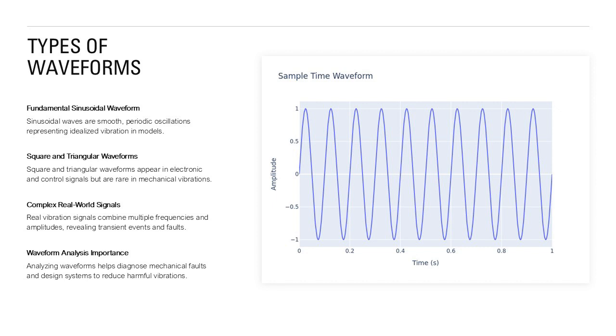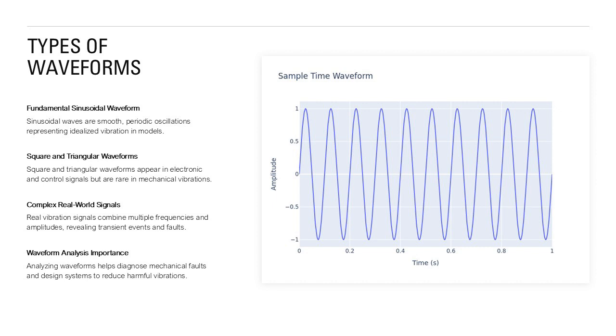Waveforms represent the time domain view of vibration signals and are essential for understanding the nature of oscillations. Common waveform types include sinusoidal, square, triangular, and complex signals. A sinusoidal waveform is the simplest and most fundamental, characterized by smooth periodic oscillations. It is often used to represent idealized vibration in theoretical models.